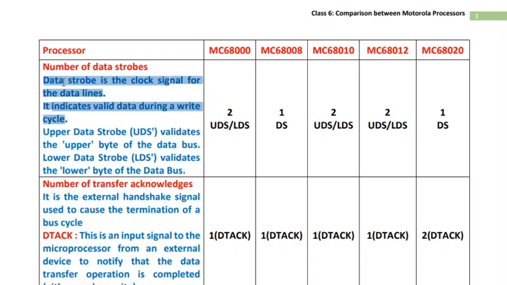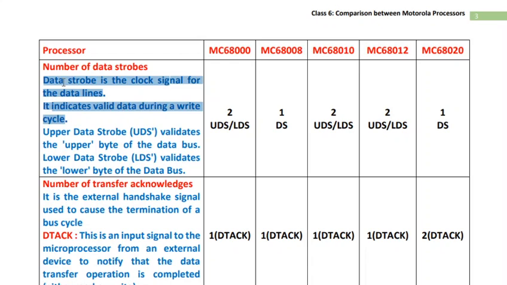Now what we may have is only data strobe, or we may have upper data strobe or lower data strobe. Upper data strobe validates the upper byte of the data bus, whereas lower data strobe validates the lower byte of the data bus. For example, if we have 16 data lines, upper data strobe validates D15 to D8, whereas lower data strobe validates D7 to D0.